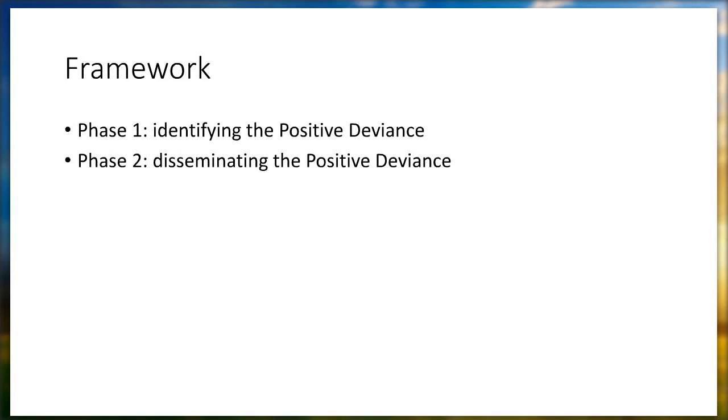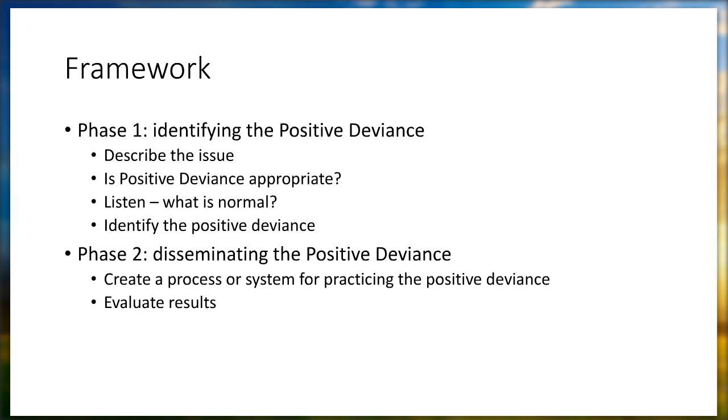First phase, identifying the positive deviance. This phase of the framework begins with a description of your issue or problem. What is your issue and what is your target population, those affected by this issue? Also, what do you know about the extent of this issue? What does data say about how big an issue it is and who it is affecting? This is the first step, creating a picture of the current situation.